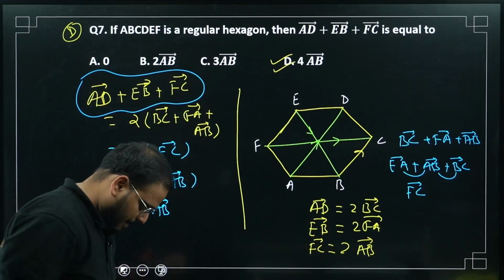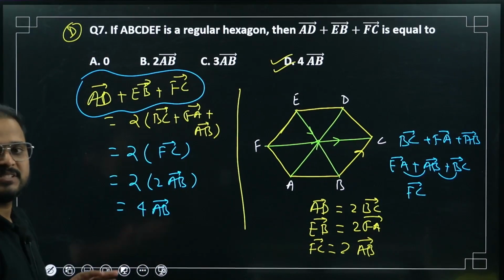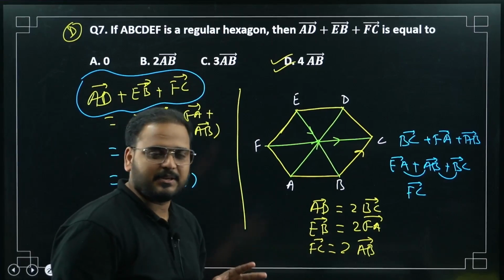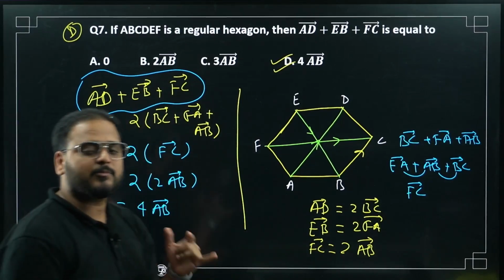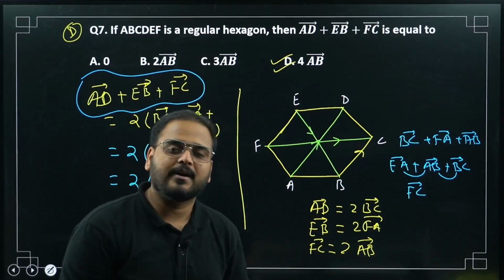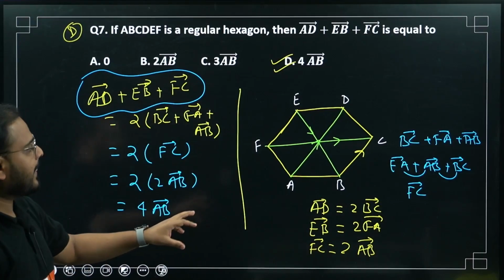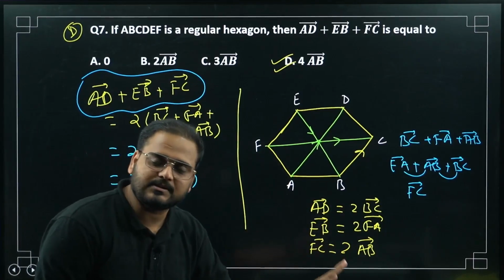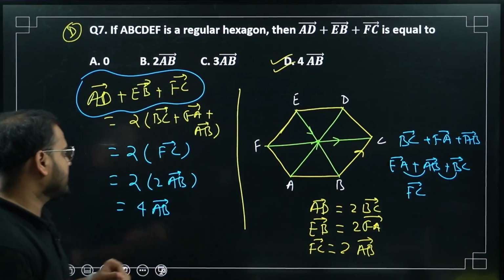Please have a look. Simple problem. Very, very simple question. You just have to know the concept of vector algebra, and some properties of a regular hexagon and its vector polygon.